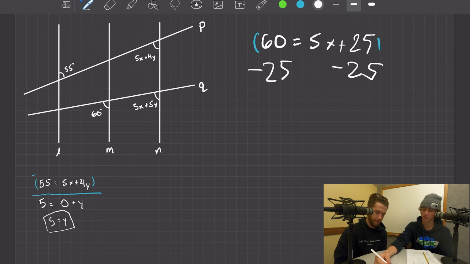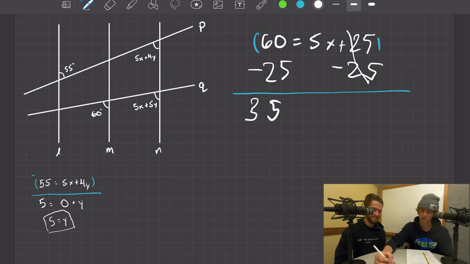So this just cancels out, and then what's 60 minus 25? That's 35. So 35 is equal to 5x.